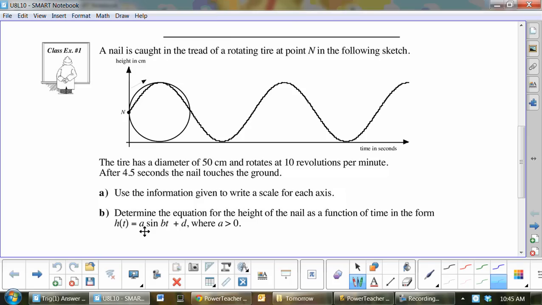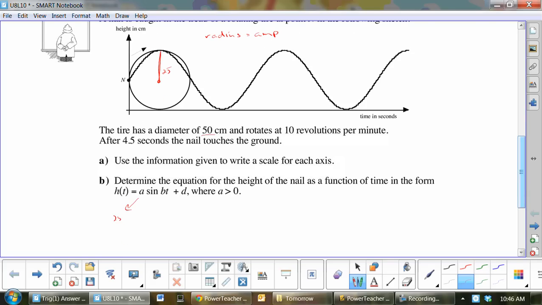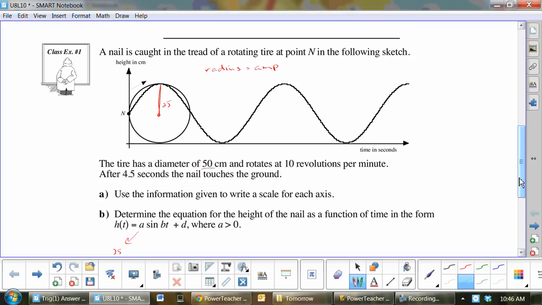A is 25. How are you getting A is 25? Okay, so the first thing we've got is we know the diameter is 50, so the radius is 25. Now, do you see that the height of that nail will always be 25 away from the middle, right? So in this case, we're going to say that the radius would be the same thing as the amplitude, right? So already we have A is 25. Okay, now I'm not going to rush through these two questions. We're going to go slow. And I'm not doing anything without people giving me the answers, okay? What else you got?